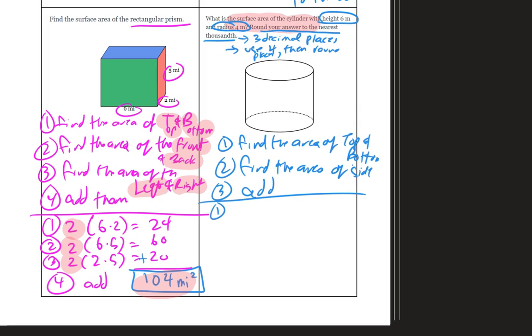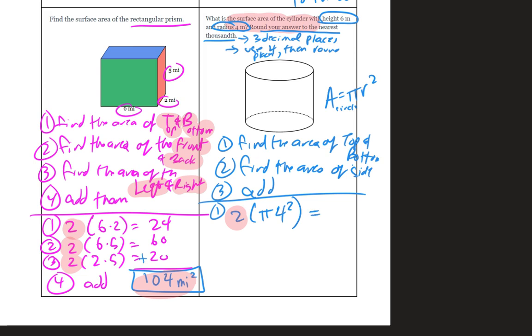So we said the area is pi r squared for a circle, right? So let's keep that in mind. We said it's going to be 2 of those, so we don't want to forget that. It's 2 times pi times, let's see, do we know the radius? The radius is 4, right? 4 squared. So if we put that into our calculator, 2 times pi times 4 squared.